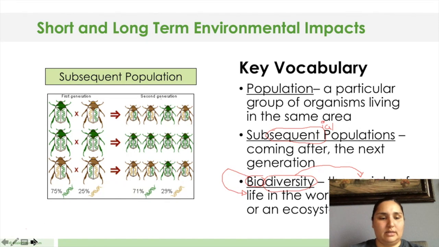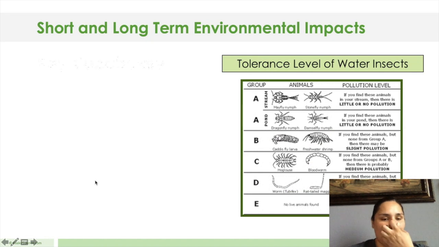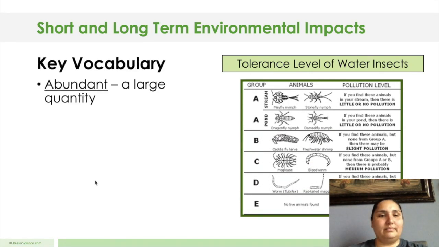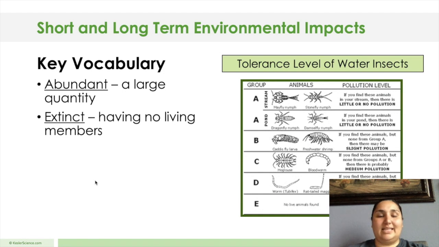Sorry, technical difficulties. Okay, so moving on, more vocabulary. What does it mean to have abundant or abundance? If you have an abundant number of organisms, you have a large quantity of organisms. You have a lot. Extinct means it's no longer living. We have no living members of that species of animal, such as the Tasmanian tiger, the West African black rhinoceros, the dodo bird. All of those animals are extinct, meaning they have no living members.